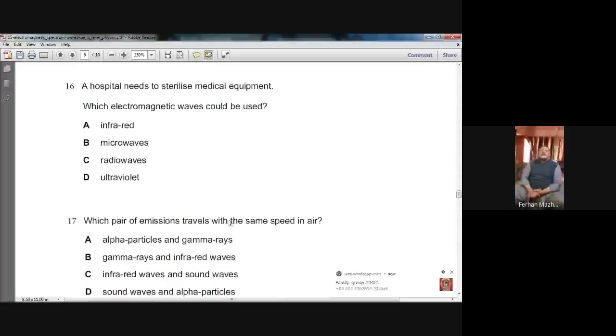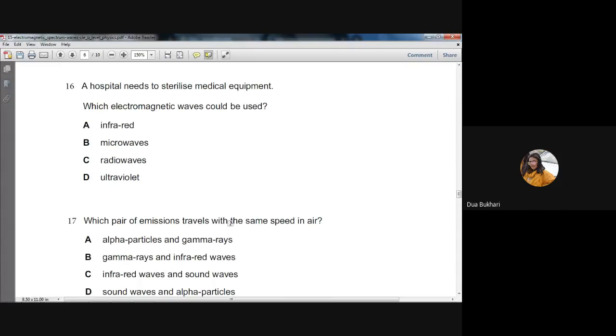A hospital needs to sterilize medical equipment. Which electromagnetic wave could be used? For sterilizing the equipment, I told you, ultraviolet. UV light kills the bacteria and germs. So the UV light should be used.